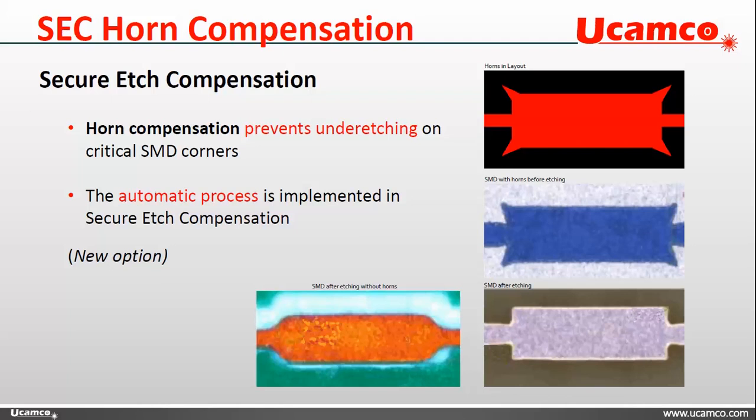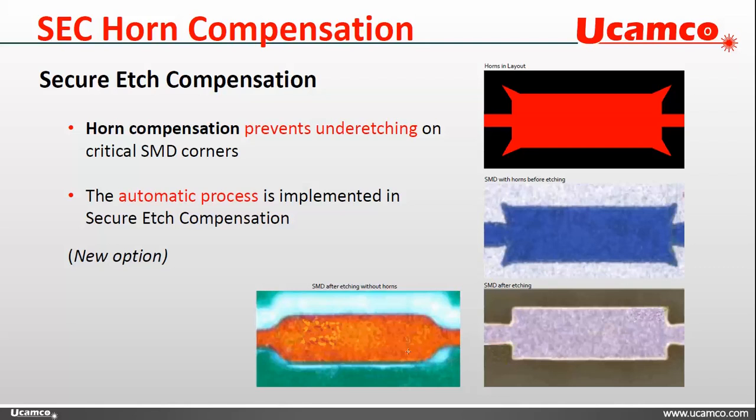To explain why we invented this new feature, let us have a look at the pictures. With a nice rectangular pad in the layout, you will get a very rounded pad after the etching process. The loss of copper can cause issues, for example, in assembly later on.